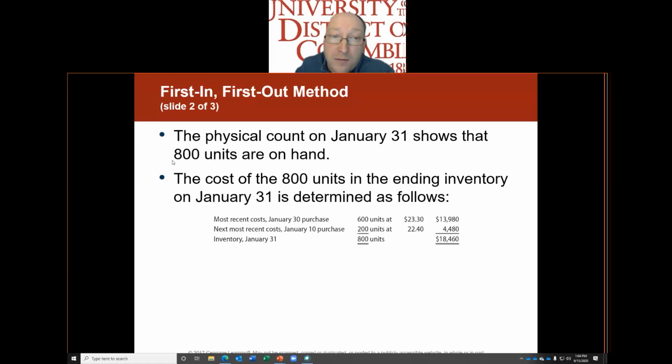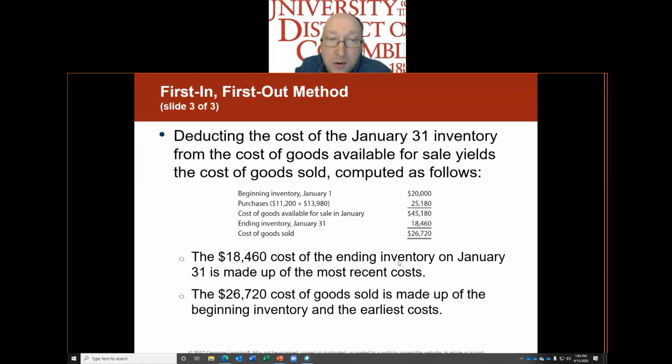The physical count on January 31st shows 800 units on hand. The most recent purchases, 200 units, give 800 units, and then we compute the cost for each. Beginning inventory, $20,000 plus our purchases gives us cost of goods available for sale, $45,180, minus our ending inventory, to give us cost of goods sold, $26,720.